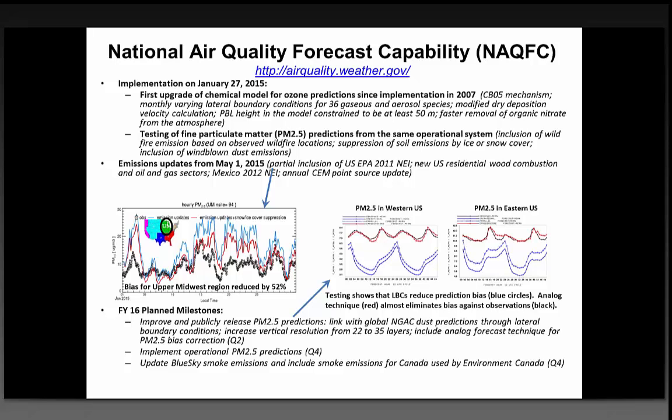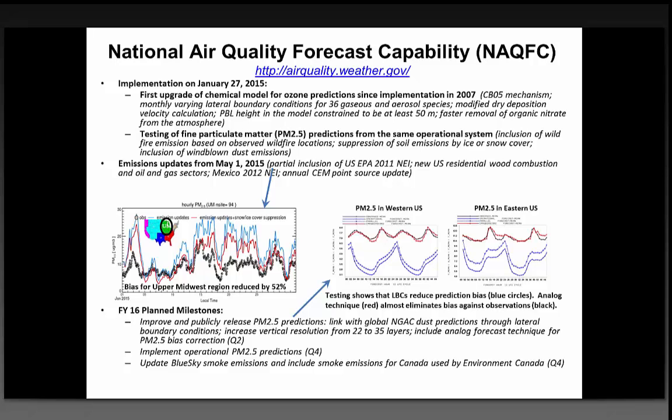And then moving on to the upcoming implementation that's going to be taking place soon, where the PM will be put in. The observations here are in black, the parallel system is in red, and the operational system is in blue, but you can see we're moving closer to the observation. We still have a ways to go, and that is being addressed through a bias correction scheme. And similarly, this is a diurnal cycle plot. And again, we've moved closer to the observation trace.